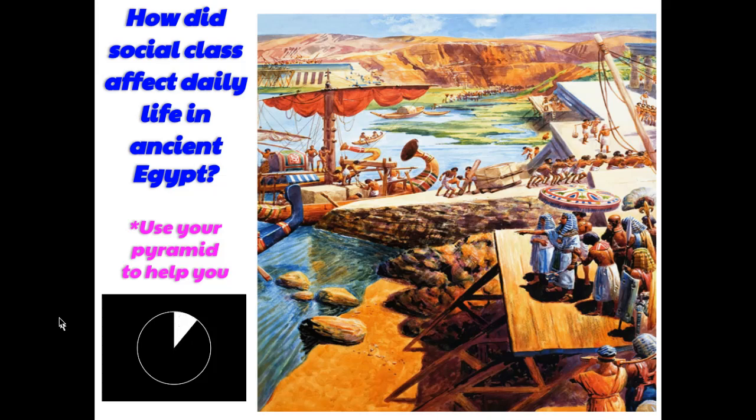You don't have to write anything down. It's just now that you kind of have an idea of who's who, can you detect in the picture who are the pharaohs, who are the scribes, who are the peasants?